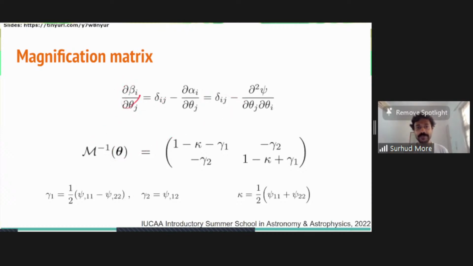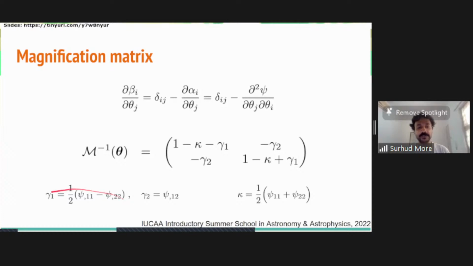So the first component, del beta 1 by del theta 1, which goes here, will look like 1 minus del 2 psi by del theta 1 square. This component will look like minus del 2 psi by del theta 1 del theta 2. This one again is equal. And this last component will look like 1 minus del 2 psi by del theta 2 square. So let's call it psi 2 2. Then the 1 1 component we will call psi 1 1. And then this 1 2 component we will call psi 1 2.